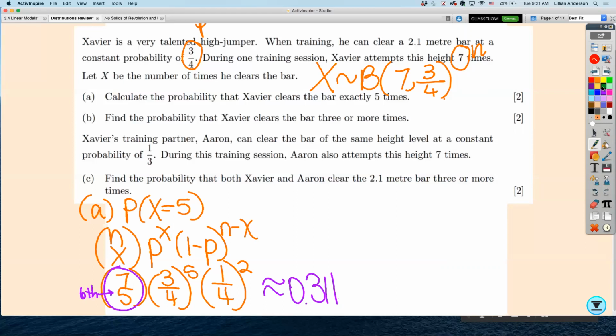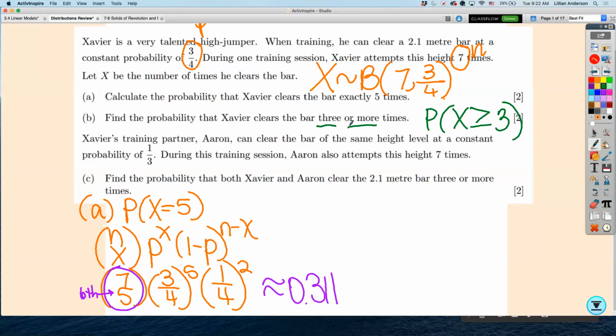All right. Then it says find the probability that Javier clears the bar 3 or more times. That is represented as the probability that X is... is it greater than, less than, greater than or equal to, or less than or equal to? Greater than or equal to 3. Very good, because it says clears the bar 3 or more times.